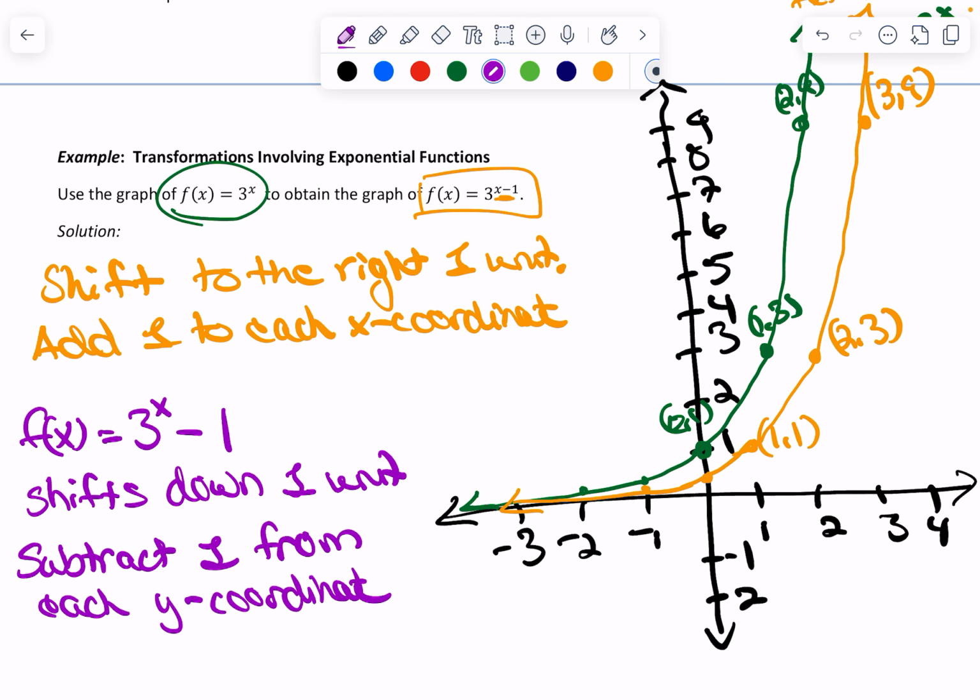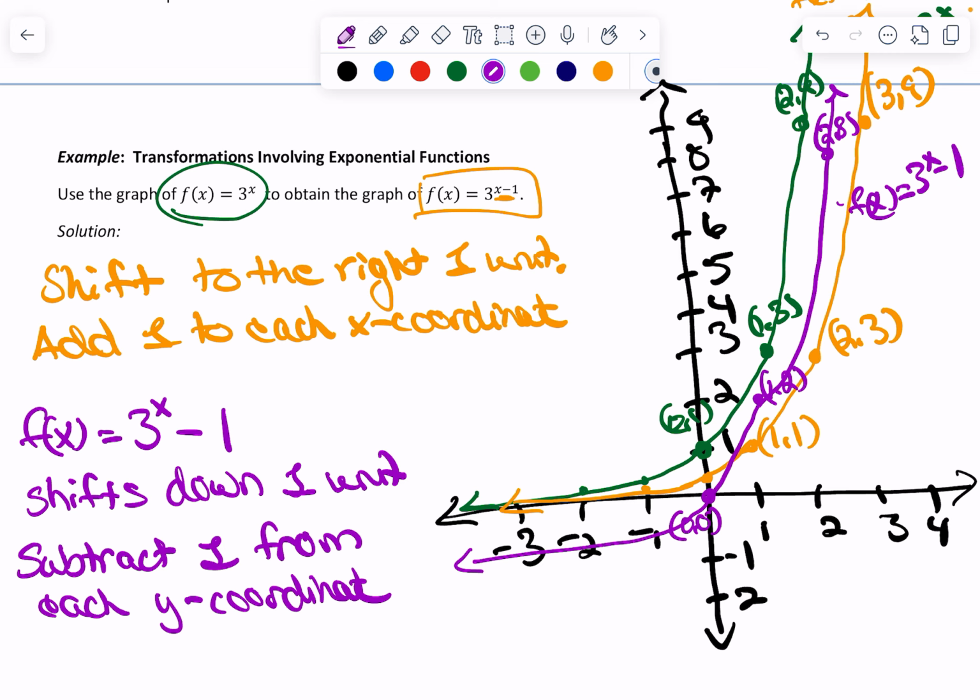So again, we're using the parent function, 3 to the power of x, and shifting down 1. So we have the point 0, 0. 1, 3 becomes the point 1, 2. The x coordinate doesn't change, it's the y. And 2, 9 becomes 2, 8. So it looks something like this. Now the question is, so this is f of x equals 3 to the power of x minus 1.